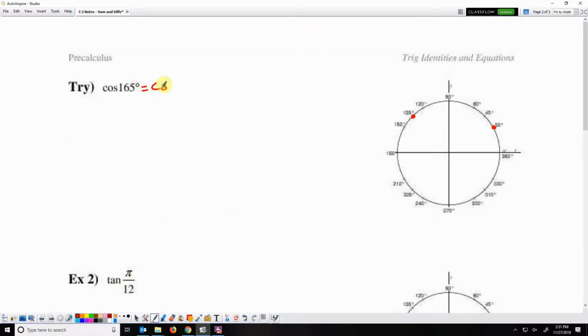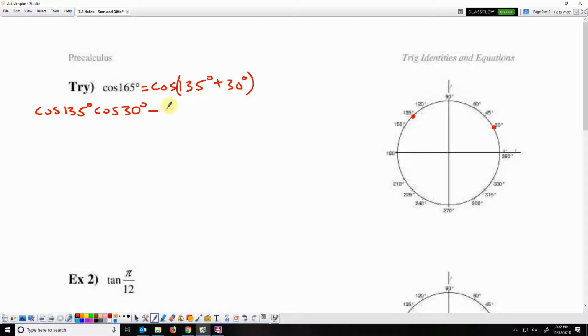So we're doing cosine 135 plus 30 to get our 165. So that's cosine alpha, cosine beta. So that's cosine 135 times cosine 30. Minus or plus means use opposite sign. I've got a plus here, so I've got a minus here.